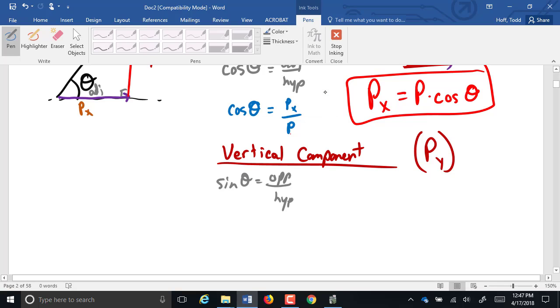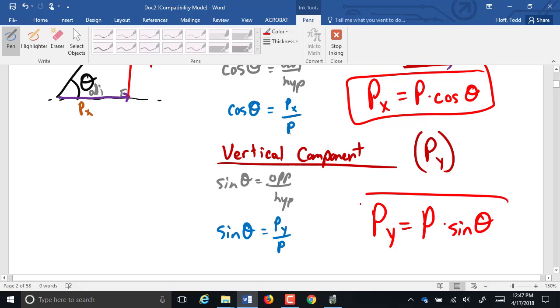We put in the information we have. The opposite side is P sub y, and our hypotenuse is P. Multiplying both sides of that by P, we get that P sub y is equal to P times the sine of theta.